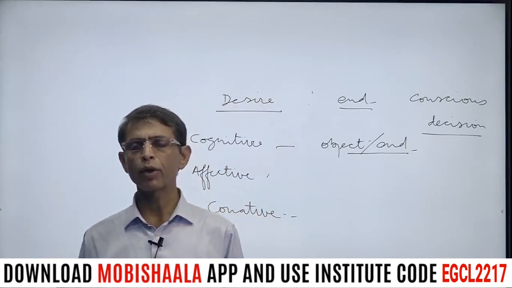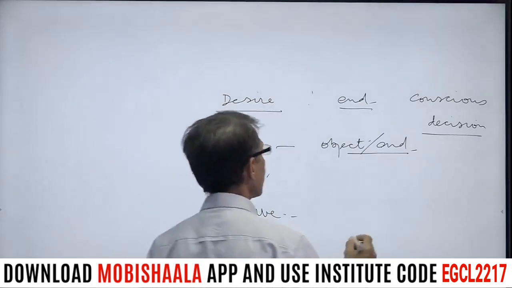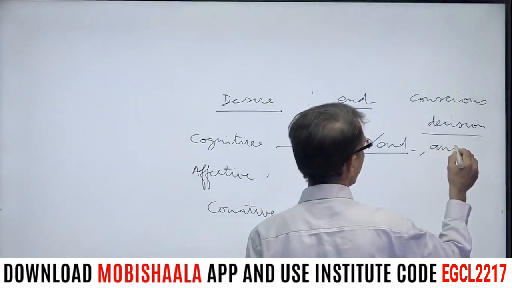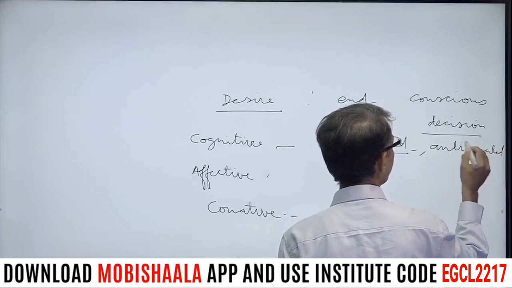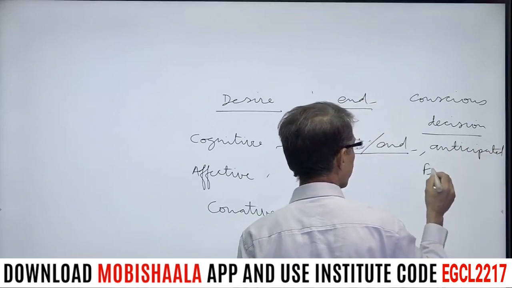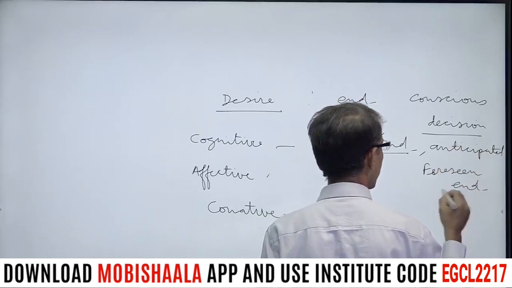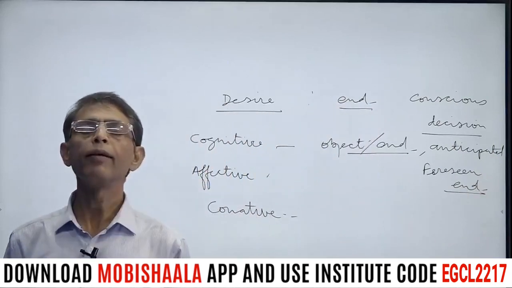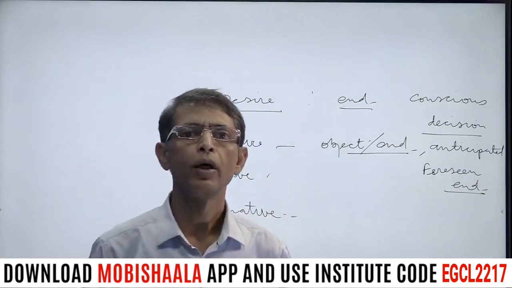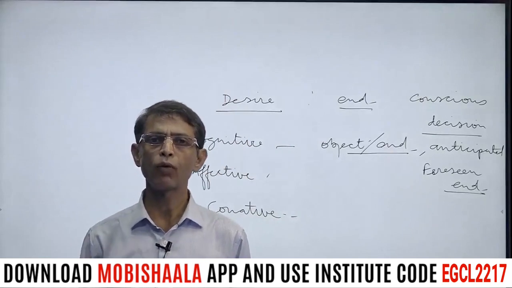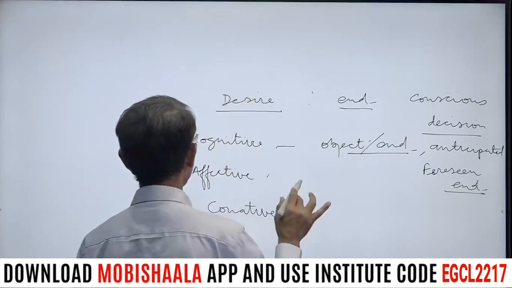At the cognitive state, we also examine the anticipated object. It is better to say anticipated foreseen end or foreseen object, whatever you say. So this is only the cognitive aspect. And of course all the things, consequences, means, ends, have been thought over at this particular point, cognitive.